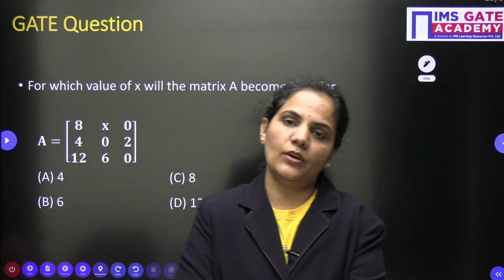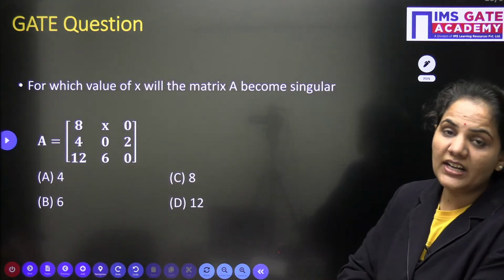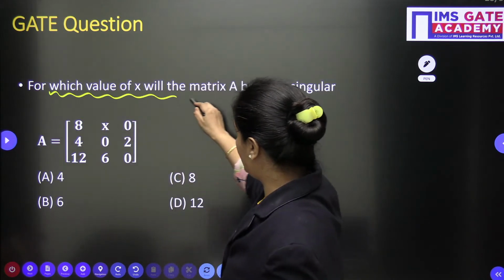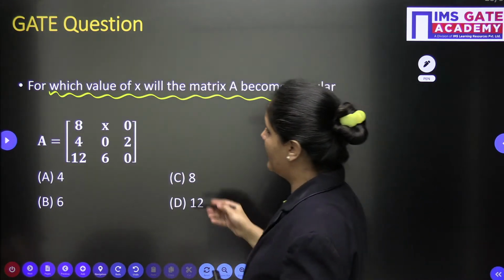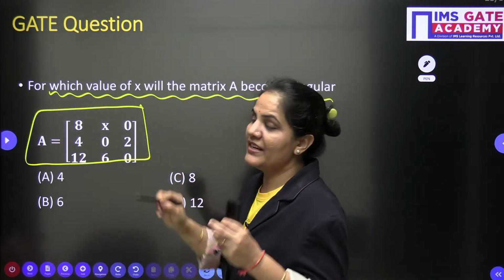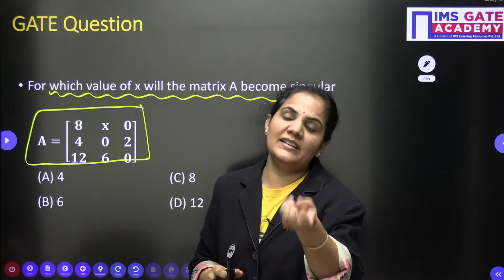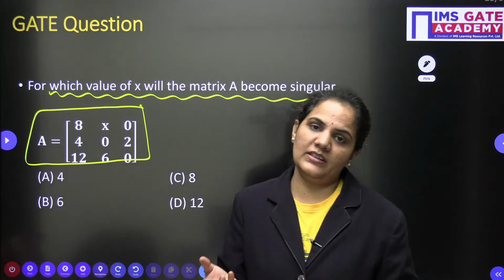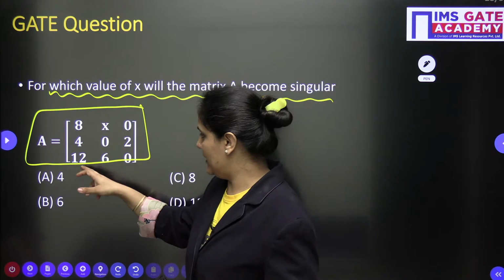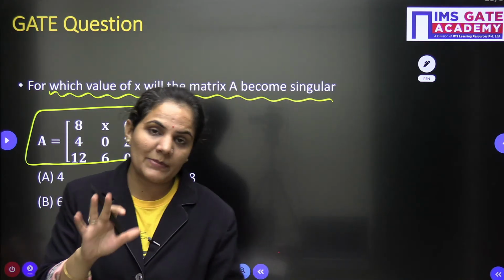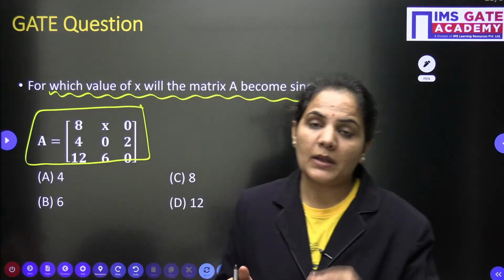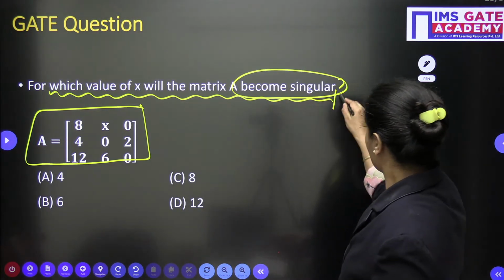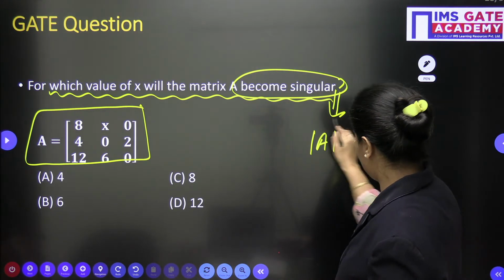I am giving you one example of the singular matrix. Then I will tell you about the trick for finding the determinant of a 3 cross 3 matrix in a new method. So this is a basic example: for which value of x will the matrix A become singular? It is already saying that this matrix A will become singular, but for which value of x? We have options also. If you want to go with the options, you can start by putting the values here and checking. But ultimately, what is my motive? My motive is that I need the determinant of this matrix equal to 0, because you said singular, so it is giving me a clear indication that the determinant must be 0 here.